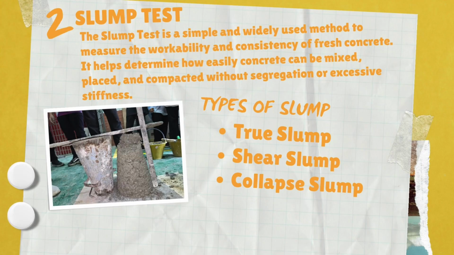Next, we go to slump test. The slump test is a simple and widely used method to measure the workability and consistency of fresh concrete. It helps determine how easily concrete can be mixed, placed and compacted without segregation or excessive stiffness. There are 3 types of slump.